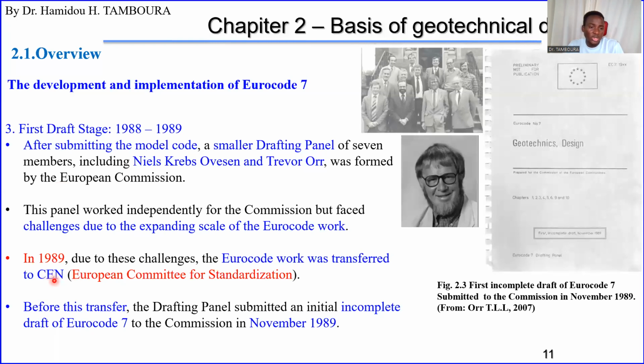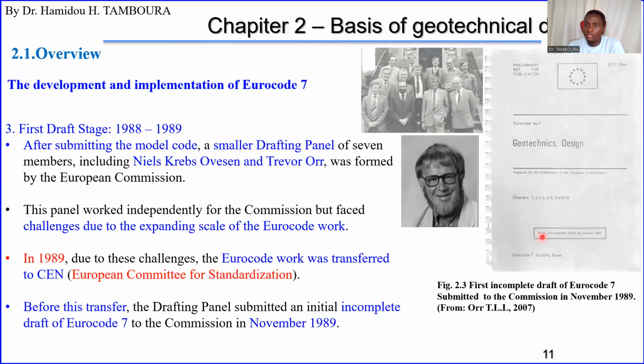CEN. I think CEN means Comité Européen de Normalisation, in French. Okay, so because they are not specialists, and due to the challenges, it was transferred to this CEN. So before they did the transfer, they submitted the initial incomplete draft of Eurocode 7 to the European Commission in November 1989.